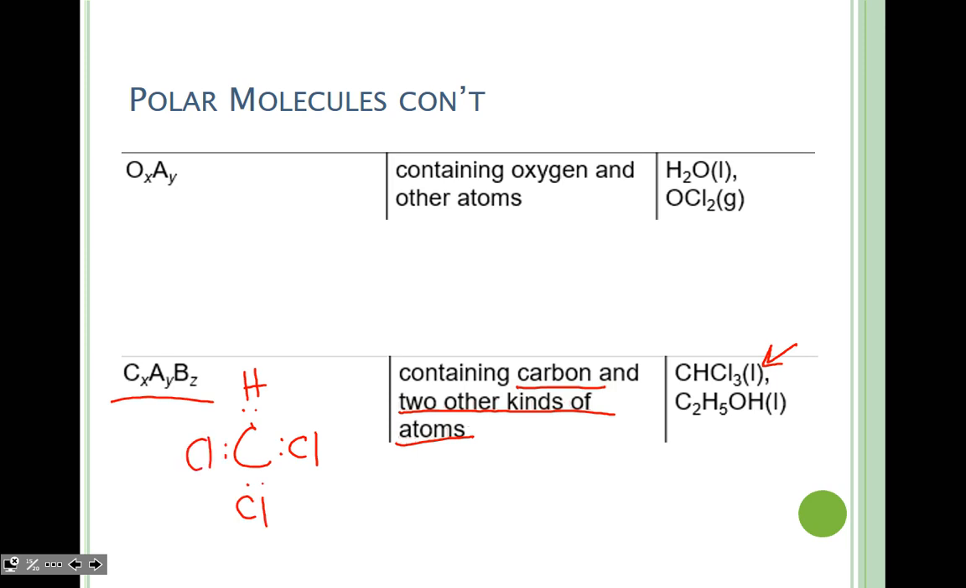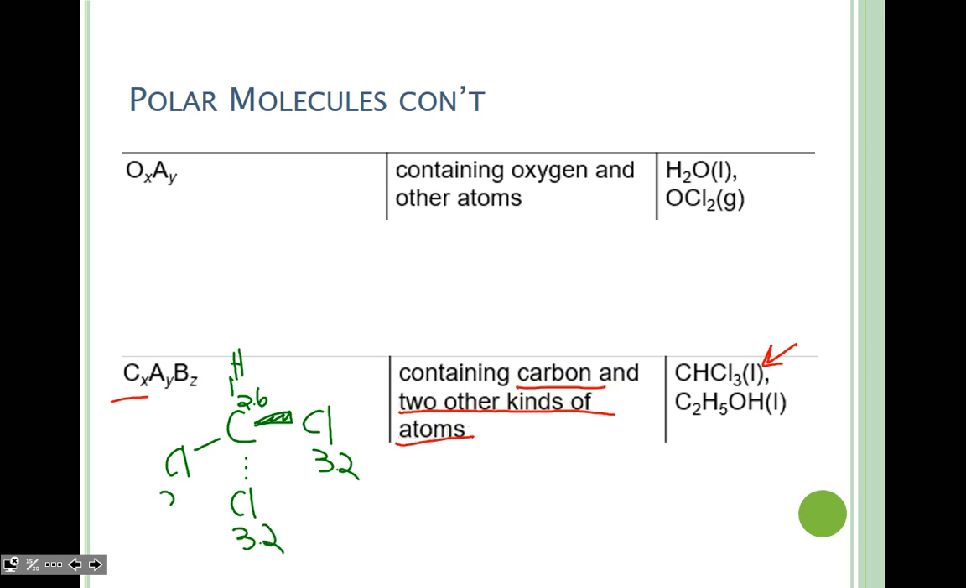What shape is that, kiddos? Do you remember? Tetrahedral. So I'm going to draw a tetrahedral really quick. I have carbon, hydrogen. Remember, we have to draw a wedge. Chlorine, chlorine, chlorine. Okay, carbon's EN number is 2.6. Chlorine is 3.2, 3.2, 3.2. And hydrogen, 2.2.